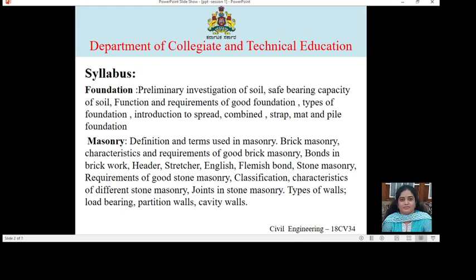The masonry part contains definition, terms used in masonry, brick masonry, characteristics and requirements of good brick masonry, bonds in brickwork, header, stretcher, English, Flemish bond, stone masonry, requirements of good stone masonry, classification, characteristics of different stone masonry, joints in stone masonry, and the last is types of walls. That includes load bearing wall, partition wall and cavity walls.